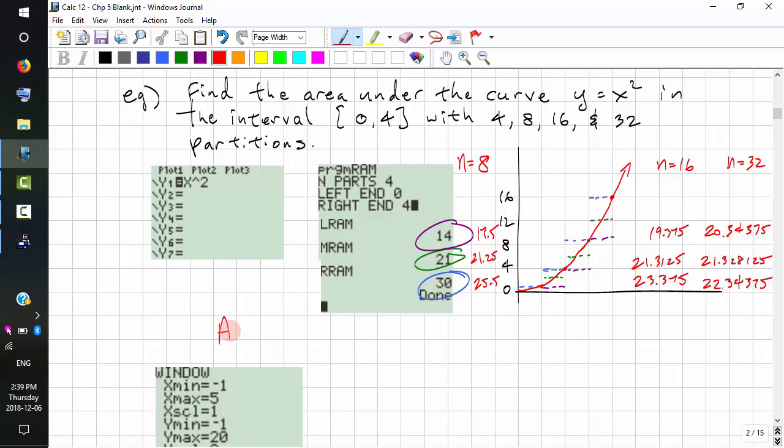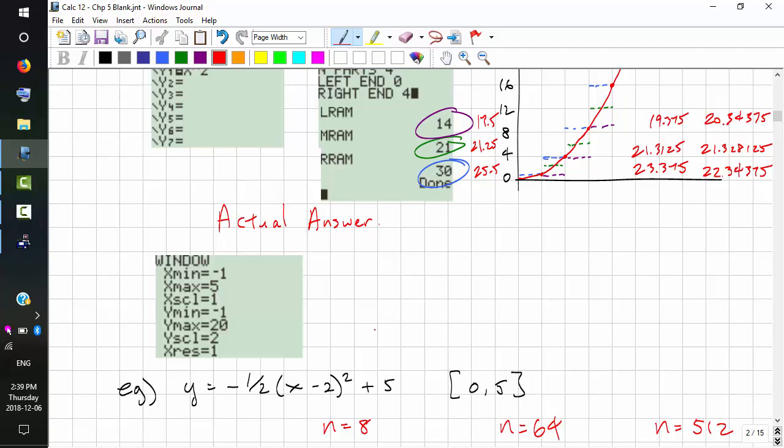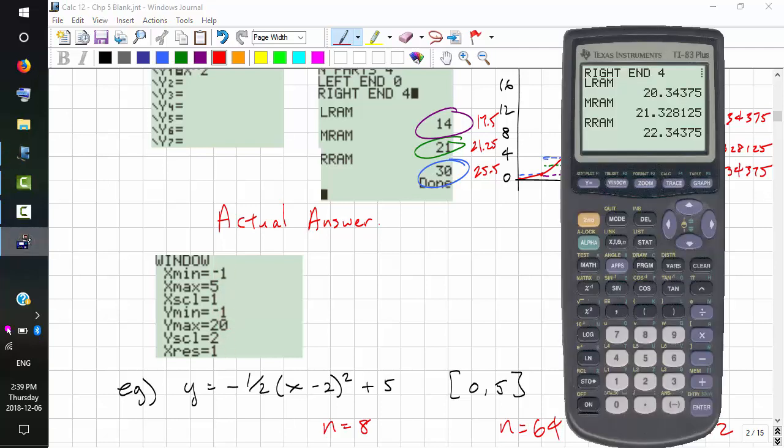And the actual answer, we can do this on our calculator. Okay, this is what you need to set the window to. And I'm just going to graph this. Oops, I need to finish this off and graph this. Okay, that's not the window. We need to set it -1, 5, -1, and 20.